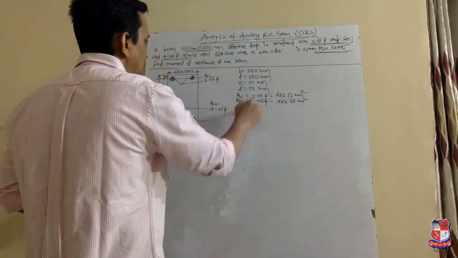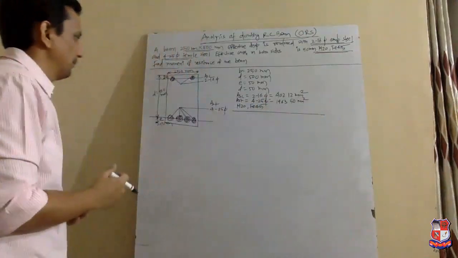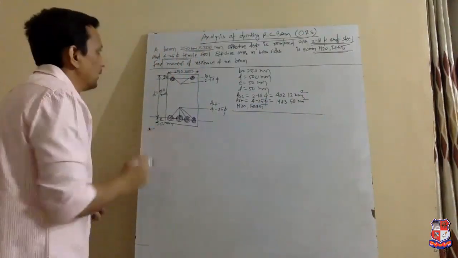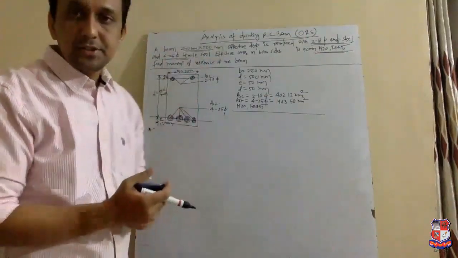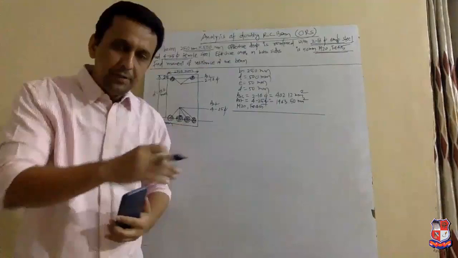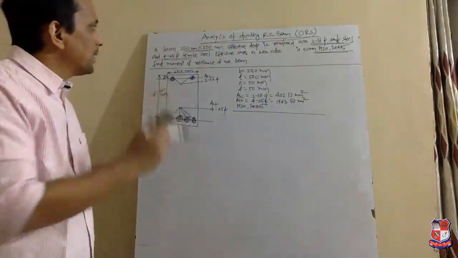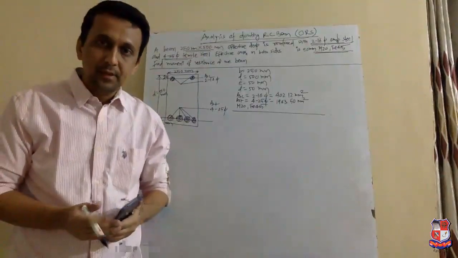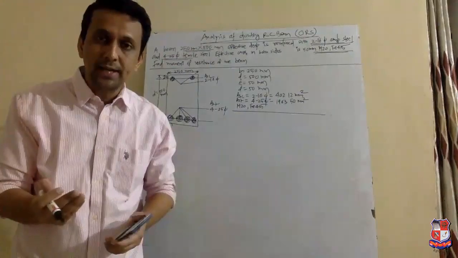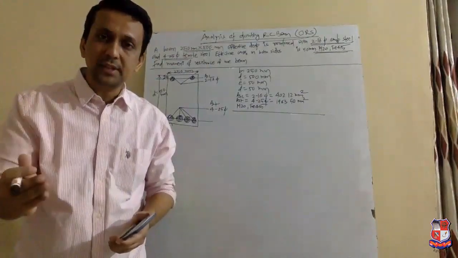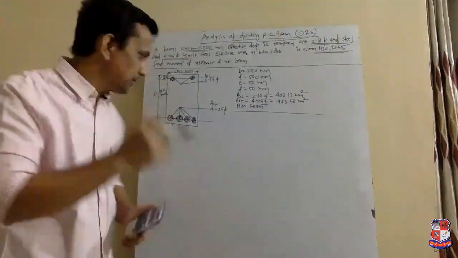M20 and Fe415. What we need to find is the moment of resistance of the beam. In the previous lecture, I have already told how to find the moment of resistance of a doubly reinforced beam. First, we need to find the value of FSC, which is the stress in steel in the compression zone.